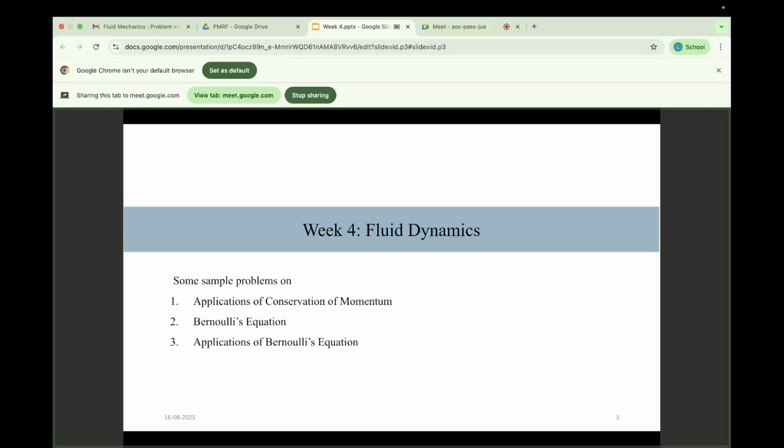In this session, these are the main 3 topics that we are going to discuss. First is the conservation of momentum, application of the conservation of momentum. As we have already discussed the momentum equation, now we will see a few more application based problems on this concept. Next is a quite vital theory, the Bernoulli's equation, which is very important in fluid dynamics. And third is its application. So we will start with numerical problems.